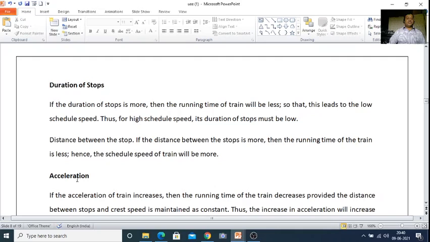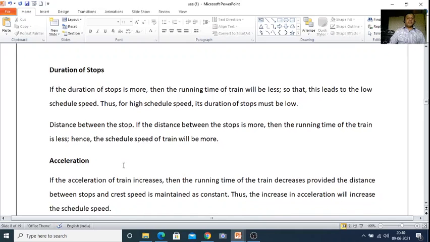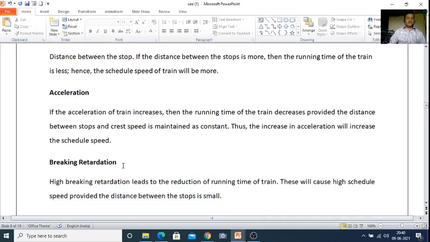Now acceleration. If the acceleration of the train increases, then the running time of the train decreases, provided the distance between stops and crest speed are maintained constant. Thus, an increase in acceleration will increase the schedule speed. So here we can understand that acceleration increases the schedule speed.